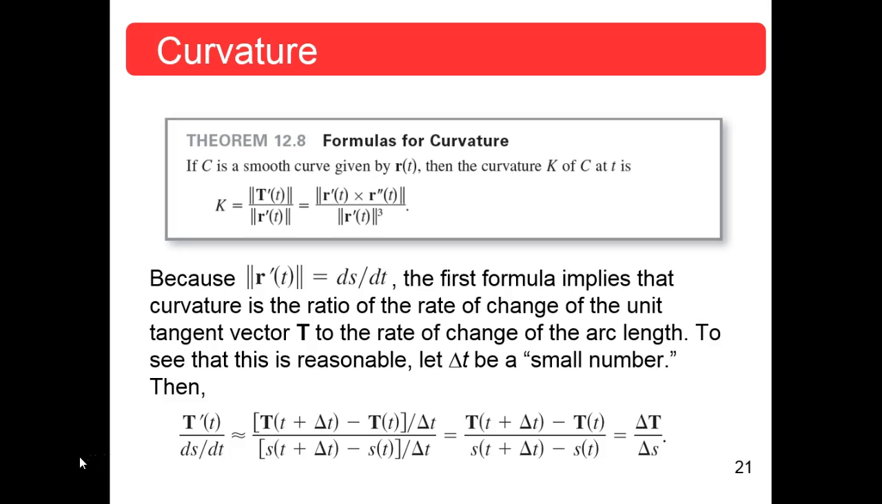Now, how they jump from here to here is yet another issue, unless you go back and see how they did the derivative of the unit tangent vector with respect to t. And if you do that, you'll see this is indeed what the representation is. I'll try to go back and show you. I don't think they give you here.